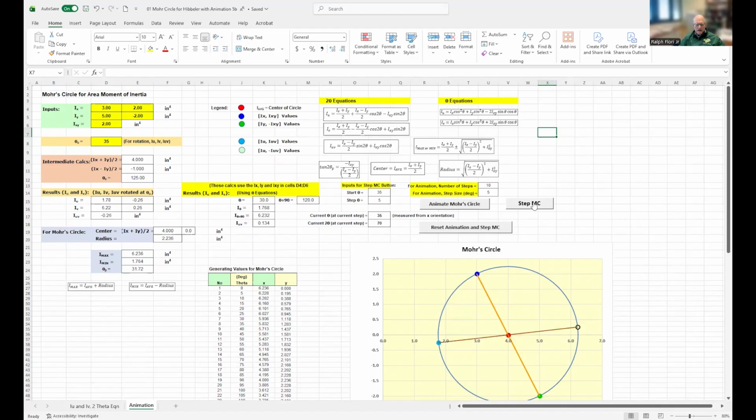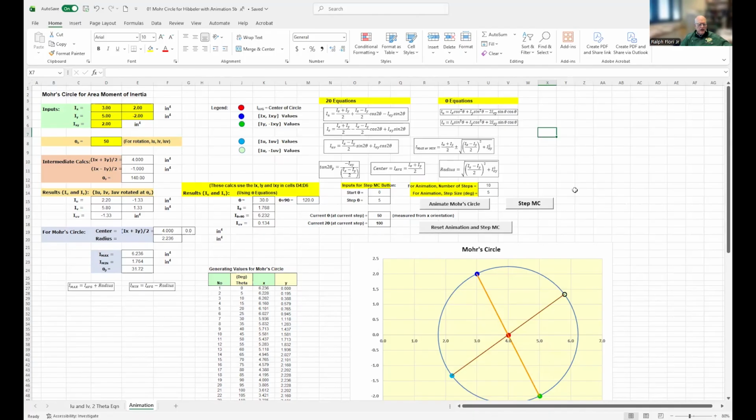You can keep stepping. But my point is, along this circle are all the combinations of IX, IY and IXY at all of the different orientations. You can also just animate the circle, and it's basically stepping on theta and walking you around the circle. It's the same thing as taking that original area and stepping as you go, calculating the new IU, IV, and product of inertia as you step around the circle. Pretty cool, kind of fun.